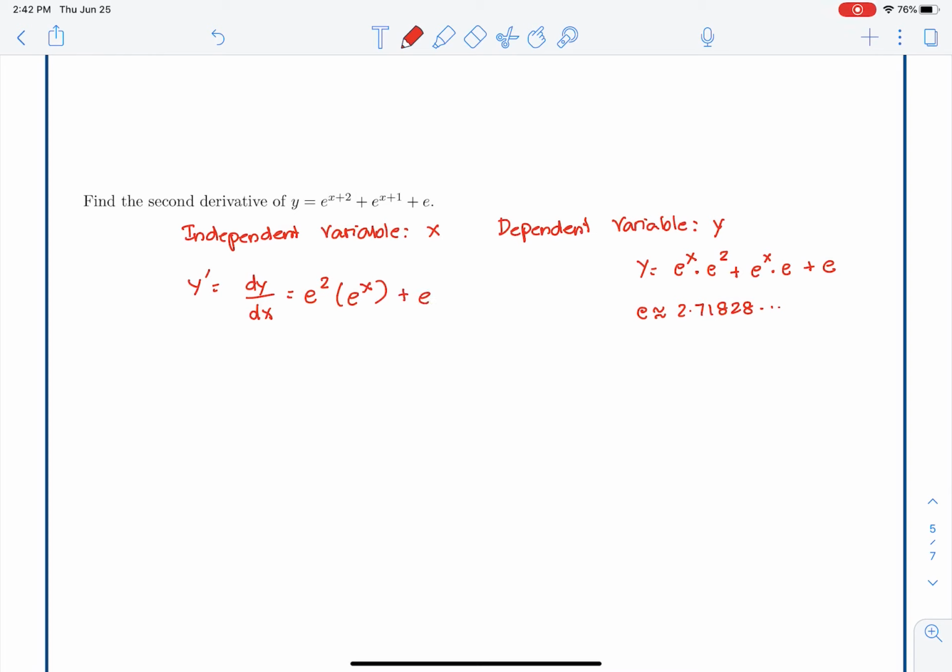The derivative of e raised x is e raised x. E is a constant, so the derivative of that constant is 0. So we have e squared times e raised x plus e times e raised x. We have e raised x in common, so we have e raised x times e squared plus e.